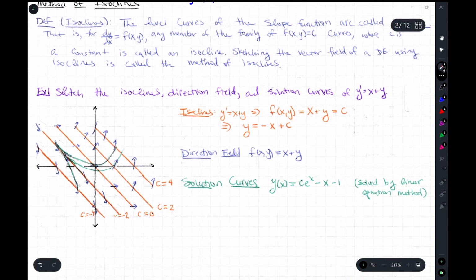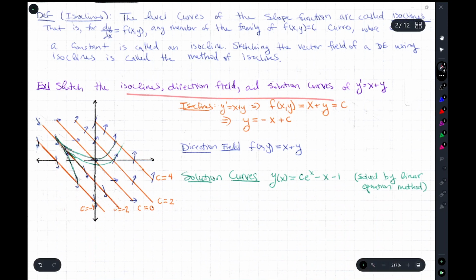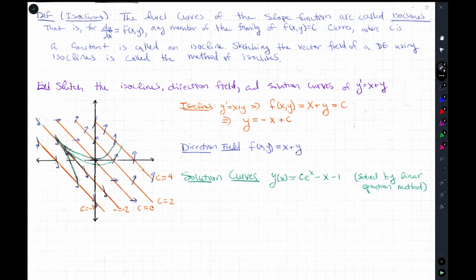So let's do that. Sketch the isoclines, direction field, and solution curves of this differential equation that you see there. y prime is equal to x plus y. Well, what are the isoclines? It's where the slope is constant. The slope here is x plus y, so we set it equal to an arbitrary constant, c.